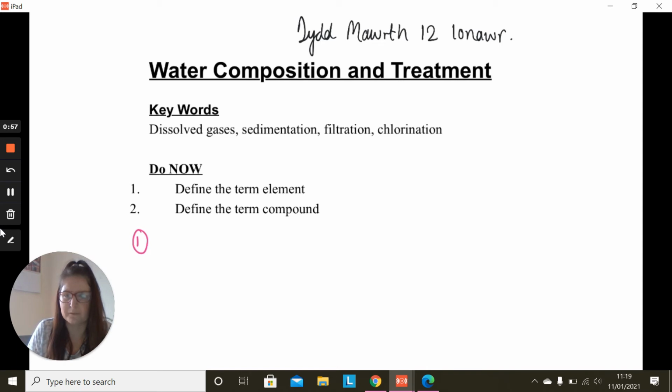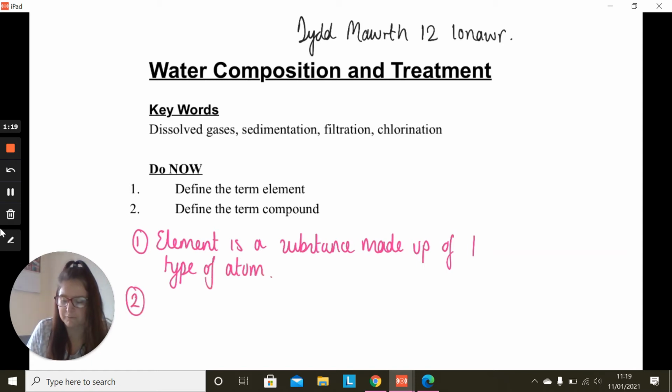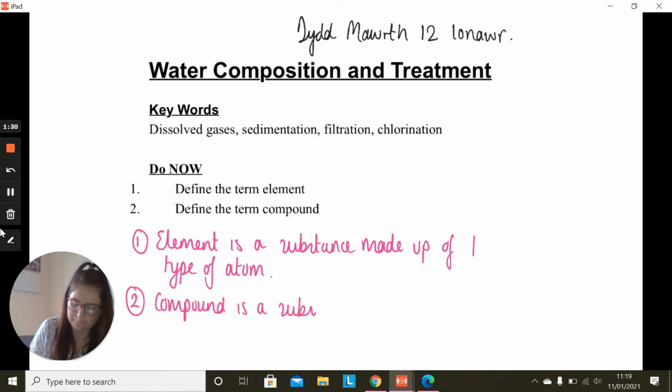An element is a substance made up of one type of atom. Okay, and then we've got number 2, define the term compound. A compound is a substance made up of 2 or more types.